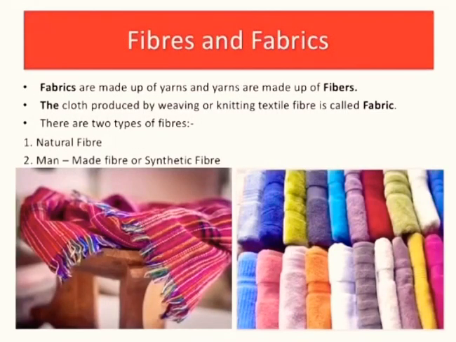Now, fibers and fabrics. Fabrics are made up of yarns, and yarns are made up of fibers. The cloth produced by weaving or knitting textile fiber is called fabric. So basically there are two types of fibers. One is natural fiber, one is man-made fiber. We will study these natural and man-made fibers in detail.